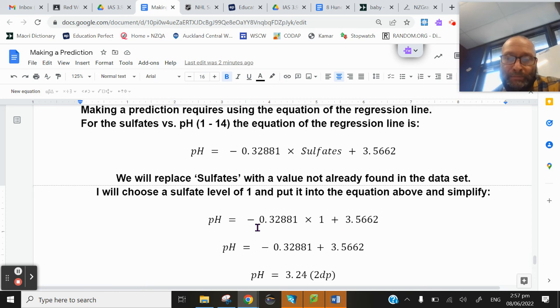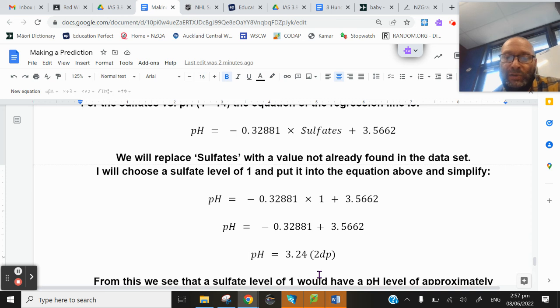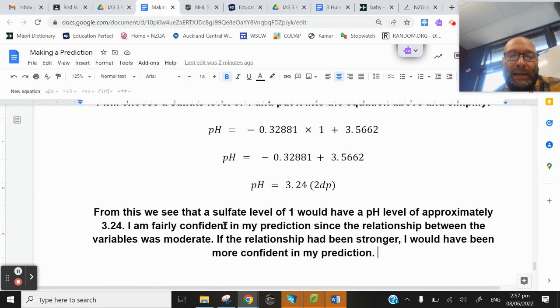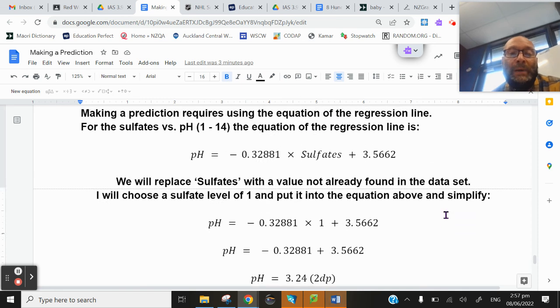Multiplication before addition, negative 0.32 times 1, negative 0.32. Add the 3.5662, I get 3.24, rounded to 2 decimal places. So we see from this that a sulfate level of 1 would have a pH level of approximately 3.24, and I am fairly confident in my prediction since the relationship between the variables was moderate.